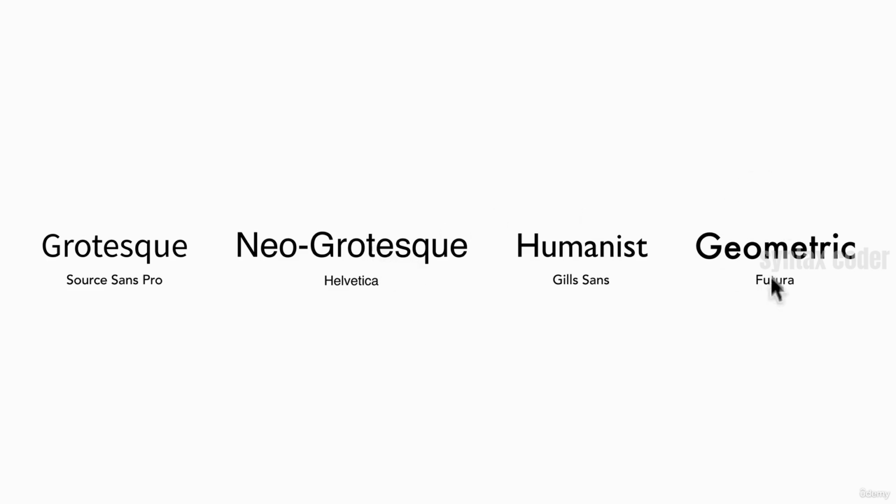And lastly, we have geometric. Now, these are probably my favorite. This includes Futura, which is an amazing font, and Proxima Nova. Geometric sans serifs are more closely based on geometric shapes. What gave that away? If you look at the O, that is definitely just a circle. You can see it even reflected in individual letters like C and E. The T is just like a straight stick.